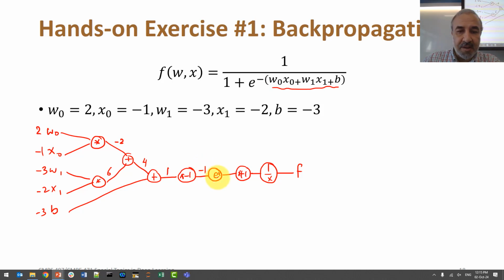-1. Now e to the power -1. Can you compute it? I think it's something like 0.4, 0.5 something, I think, or 0.7 something.